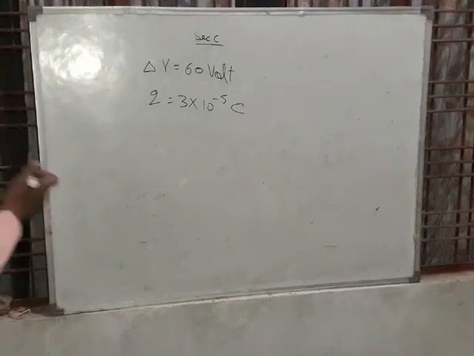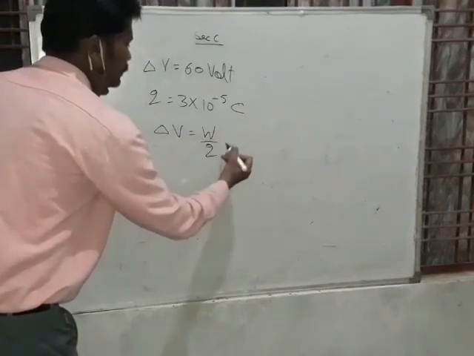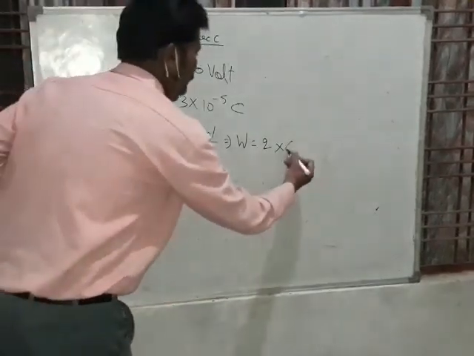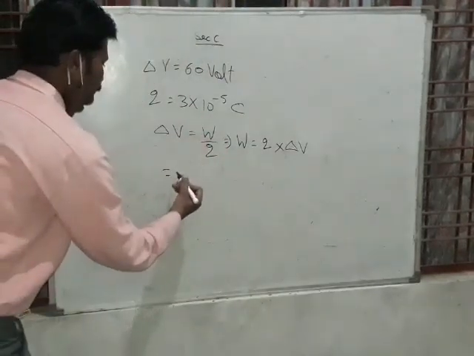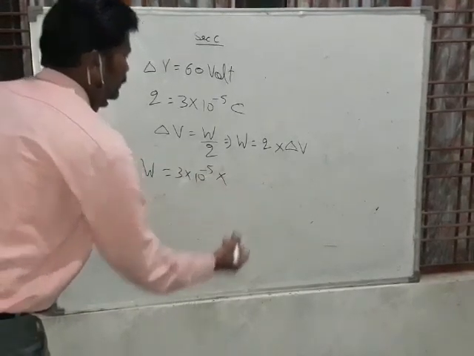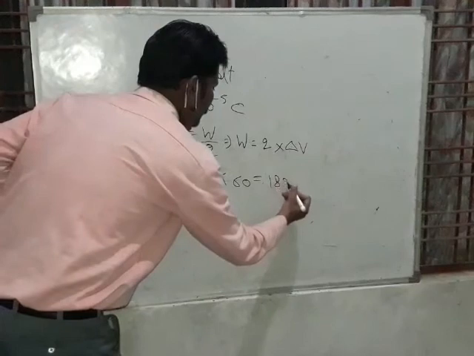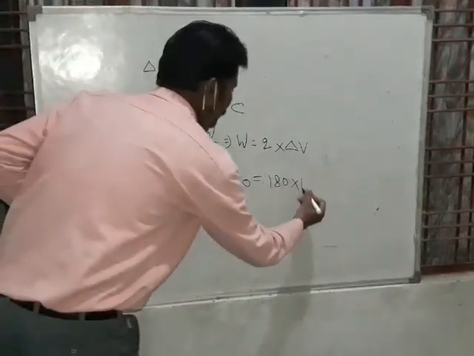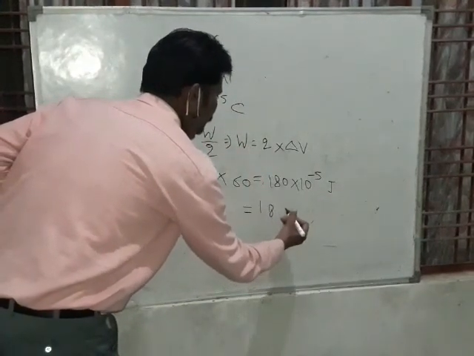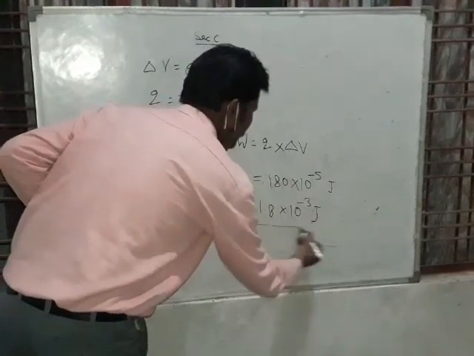From one point to another, we know that delta V equals W upon Q. This implies that W is equal to Q multiplied by delta V. So it will be 3 into 10 to the power minus 5 multiplied by 60, meaning 180 multiplied by 10 to the power minus 5 joule, or 1.8 into 10 to the power minus 3 joule. This will be the answer.